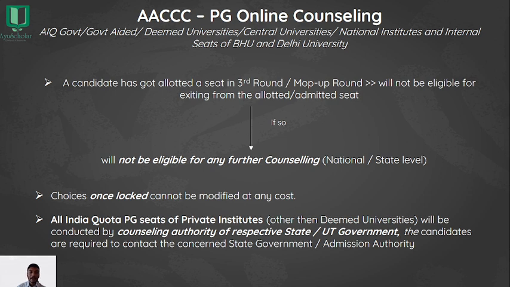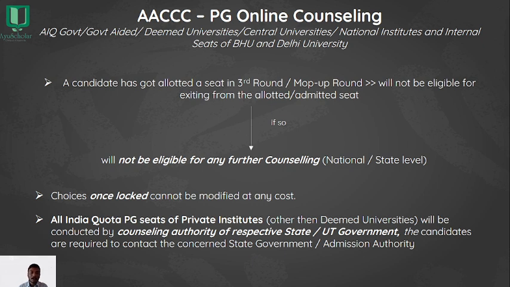Next scenario: a candidate has been allotted a seat in the third round or mop-up round. He will not be eligible for exiting from the allotted admitted seat. Take an example: the candidate has got a seat in the third round. He is not eligible for exiting the allotted seat in the third round. If so, he can exit from the third round but is not eligible for any further counseling, whether it is national counseling or state counseling. This means that if you have got a seat in the third round, you have to take that or you have to exit from the counseling procedure itself.